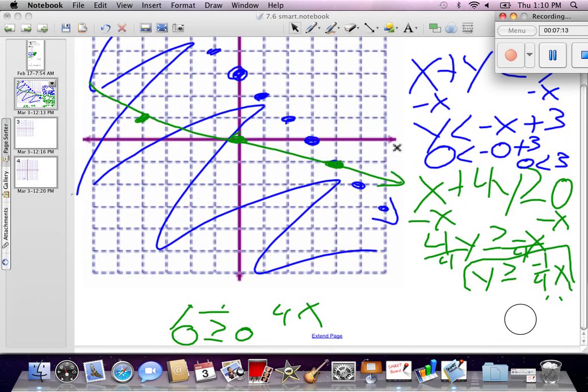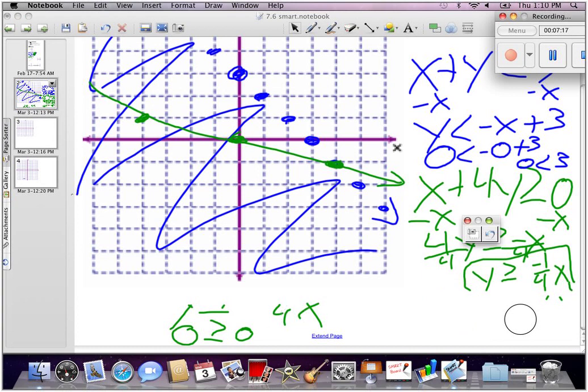Okay, so we plug in 0, 0. We get 0 is greater than or equal to negative 1/4 times 0. So we get 0 is greater than or equal to 0. Okay, well the point is that y is greater than it. So we shade everything above the green line.